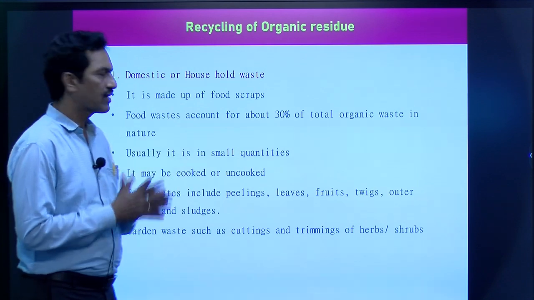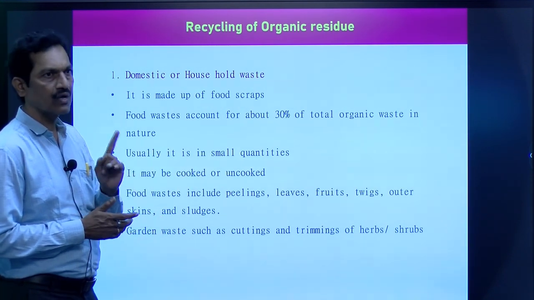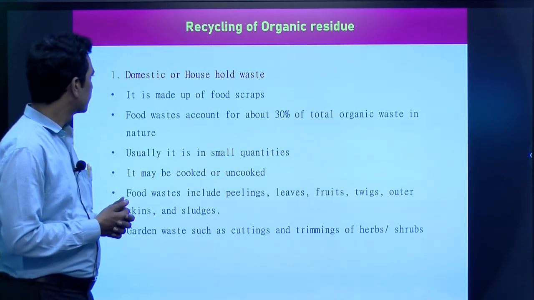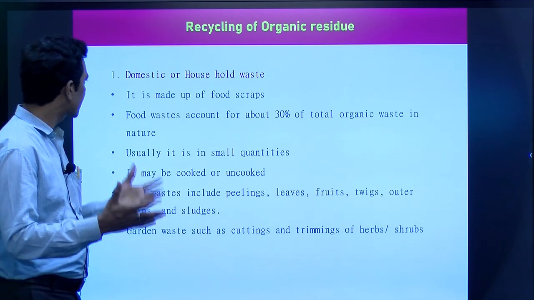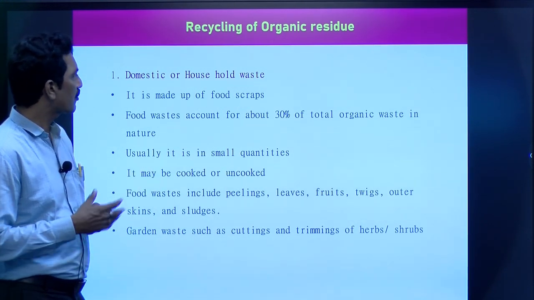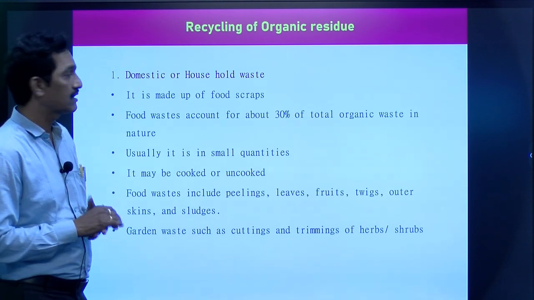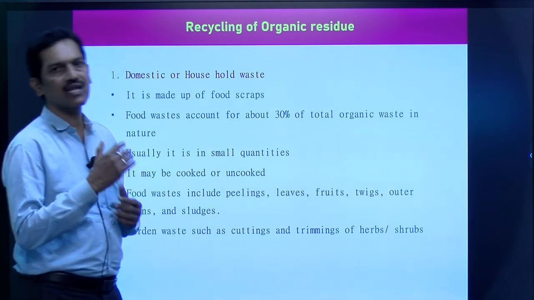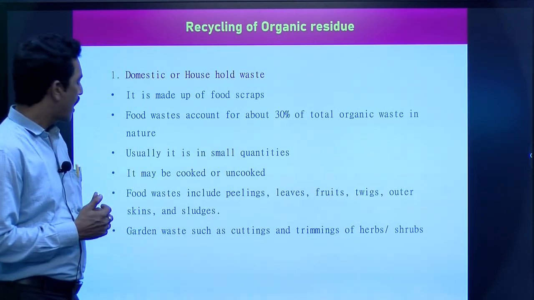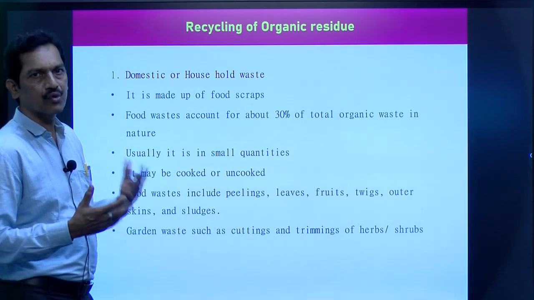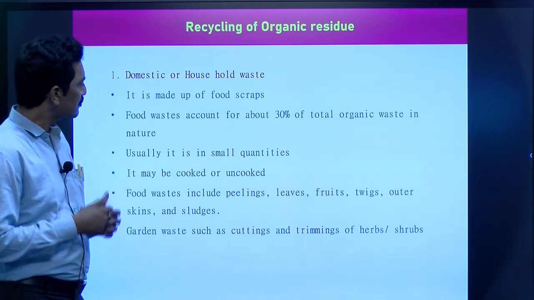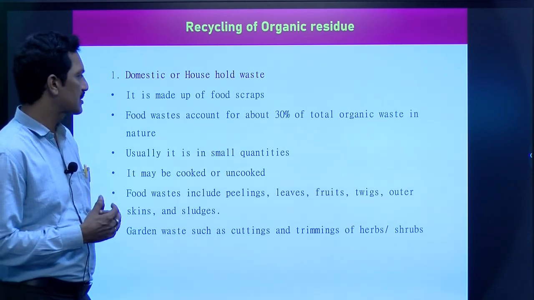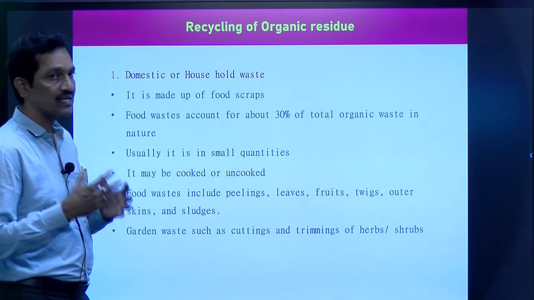Coming to the first one, the domestic or household waste. Generally, domestic waste includes the wastage of food materials in the kitchen. Food waste accounts for about 30% of total organic waste in nature, though it is produced in smaller quantities, and it may be cooked or uncooked. Food waste generally includes peelings, leaves, waste fruits, twigs, outer skins and sludges.